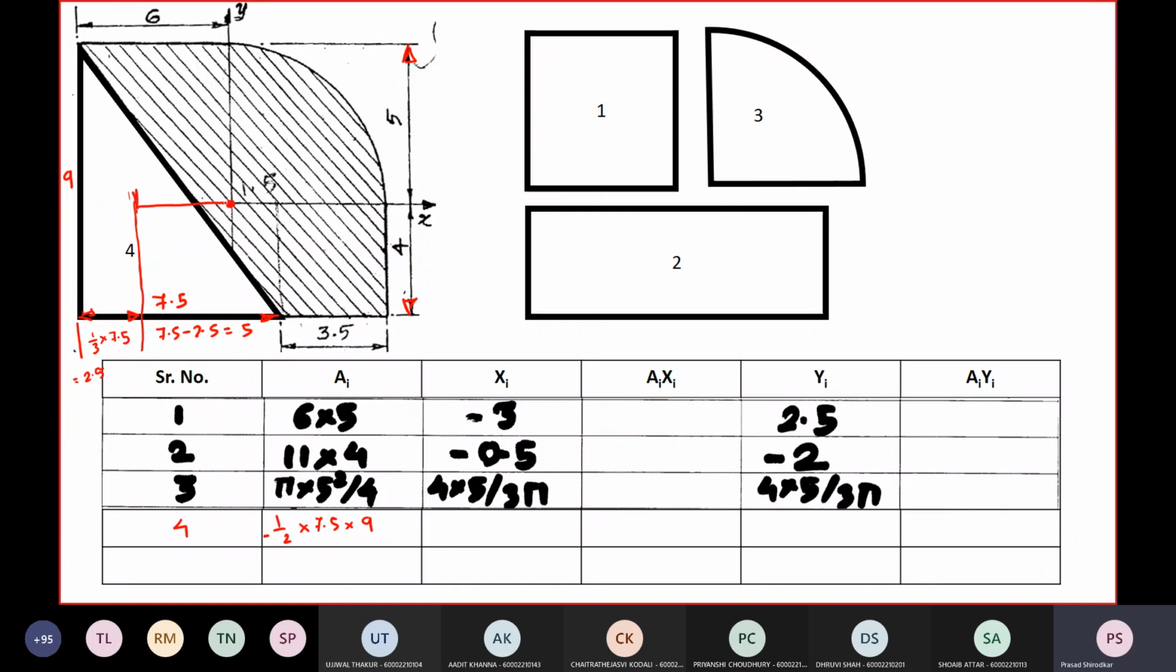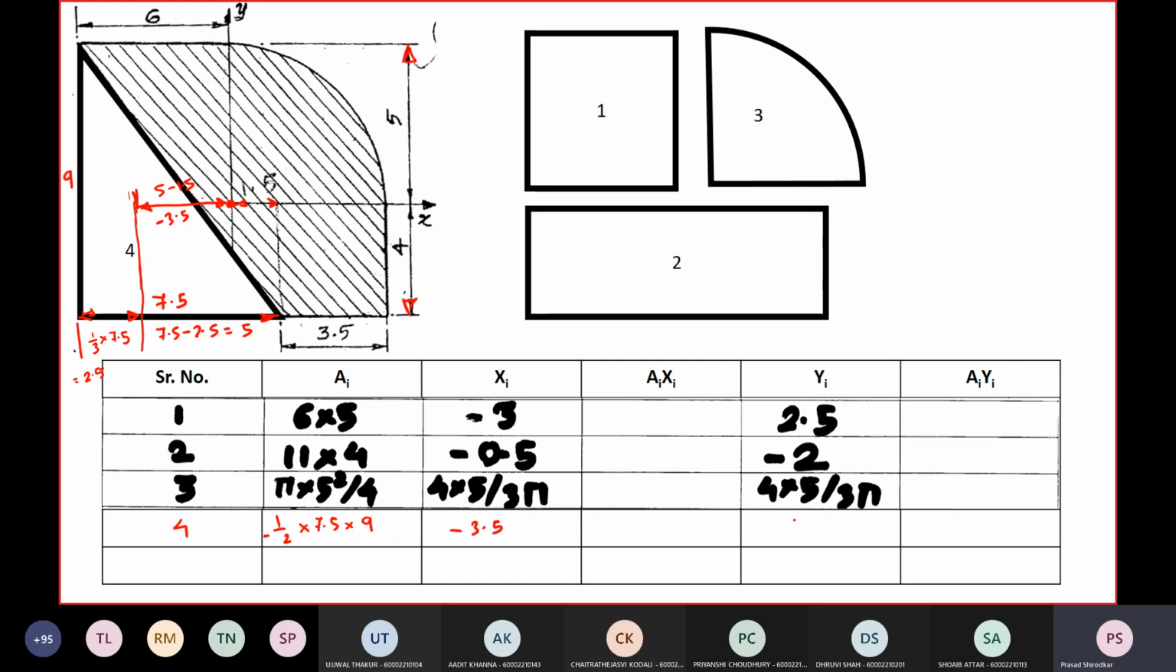What will be this distance? So this is 3.5. So this small segment is 1.5. So this distance is 5 minus 1.5, that is equal to 3.5. And it will be minus because it is on the negative side of the axis. So this is minus 3.5.